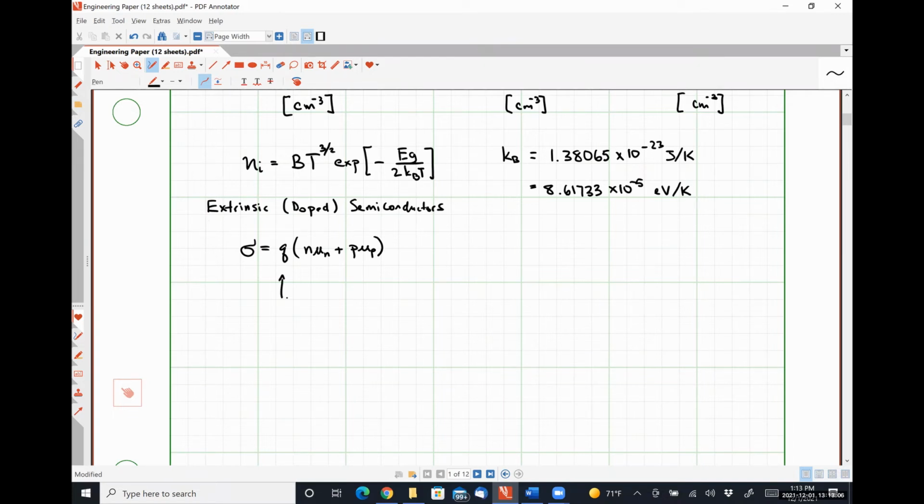So let's unpack this real quick. Q is the elementary charge. It has a value of 1.60218 times 10 to the negative 19 coulombs. Mu N and mu P are what are called our carrier mobilities. We're going to talk about that concept significantly on Friday.